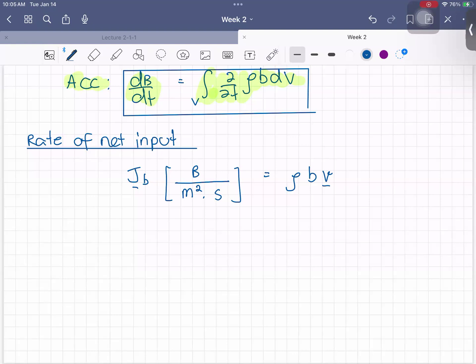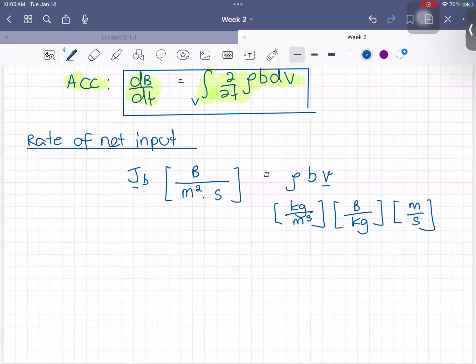Let's check if both sides are actually equal. The unit of the density is kilograms per meter cubed. B is big B divided by kg, and velocity is meter per second. Does the unit of both sides equal? Yes, all right.